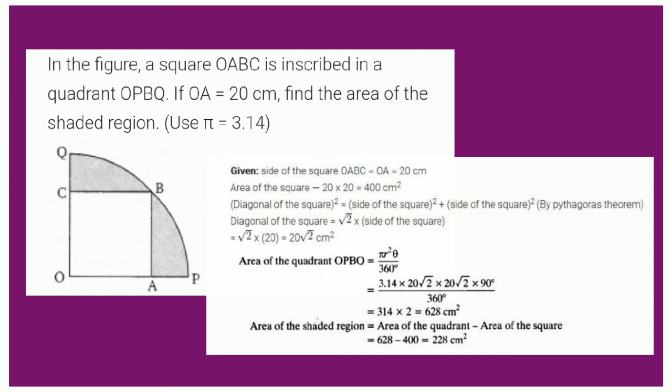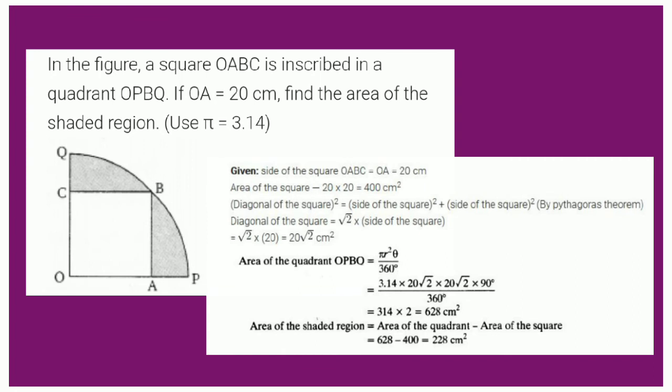If OA is equal to 20 centimeter, find the area of the shaded region. Use pi equal to 3.14. Then the area of the shaded region is equal to the area of this quadrant minus the area of the square. Here the area of the square is equal to 20 into 20, because one side is given as 20. Then 20 into 20 is equal to 400 centimeter square.